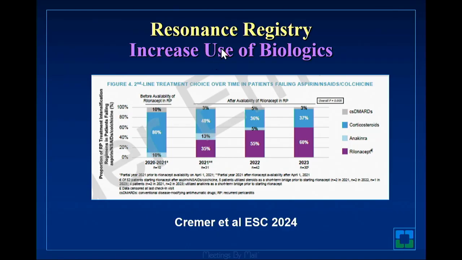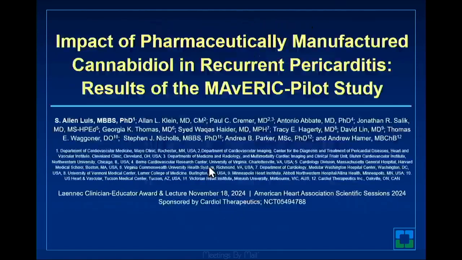This is from the RESONANCE Registry, published in ESC 2024, showing in purple the increased use of biologics, whether anakinra or rilonacept. So it's really changed the practice. The drug has been approved from 2021.